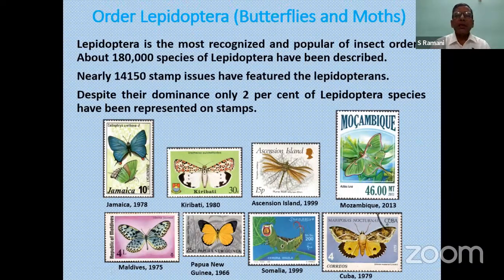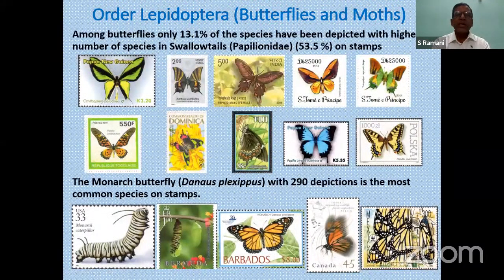If you look at the butterflies and moths, butterflies are featured more on stamps. And among the butterflies, only 13.1% of the species have been depicted, with the highest number being swallowtails. As you know, swallowtails are very attractive and very beautiful to look at. So more swallowtail butterfly stamps have come, nearly 54% of the stamps produced on Lepidoptera. You can see here some of the swallowtail butterfly stamps from different countries.